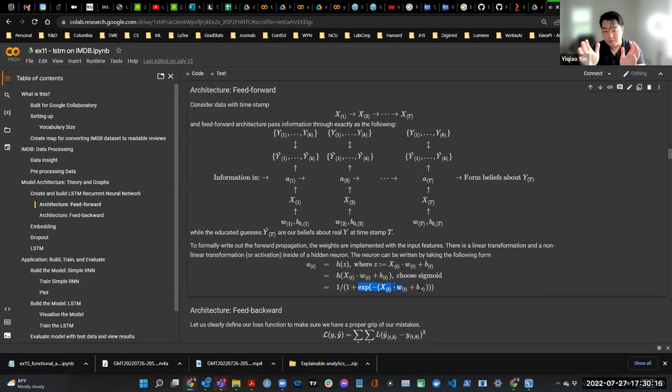The only thing that's different is instead of calling your features x1, x2, x3, you're calling your features x bracket 1, x bracket 2, x bracket 3. That's the only difference. So that's it. That's the forward propagation. It's super easy once you can understand. If you can convince yourself about this timestamp t, then the rest of the stuff is super easy. Yeah, so that's the forward propagation.